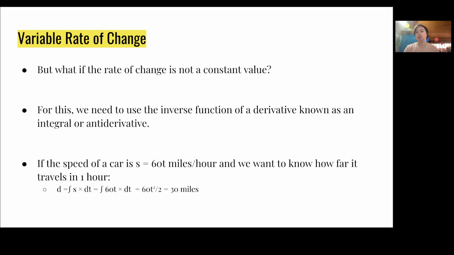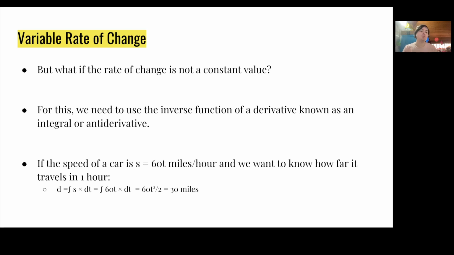So in this case, our speed is a linear function with respect to time, so it's not a constant. And we want to know, again, how far we travel in that car in 1 hour. So in this case, and I'll explain all the symbols very shortly, our distance would equal the integral, that's that curvy sign, the integral sign, of s times dt, where dt is our infinitesimally small change in time element. And so plugging in, that would give us the integral of 60t times dt, which is just equal to 60t squared over 2, which equals 30 miles.